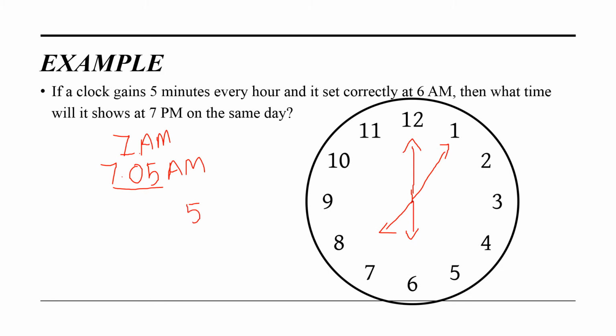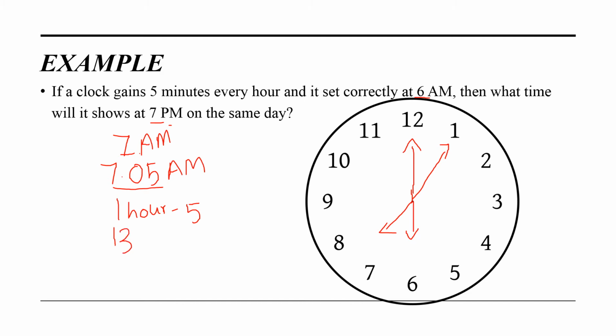So for 1 hour the clock gains 5 more minutes. Here they ask you to find the difference between 6 a.m. and 7 p.m. on the same day. So we have to find the difference between 6 a.m. and 7 p.m. on the same day. That is going to be 13 hours.